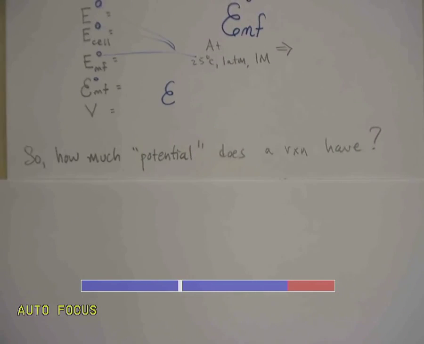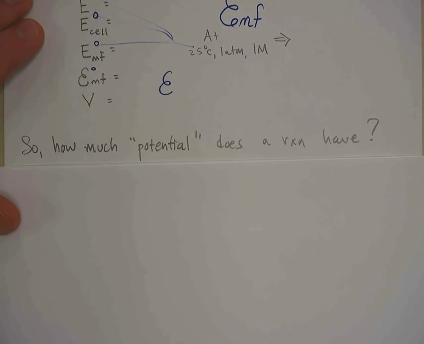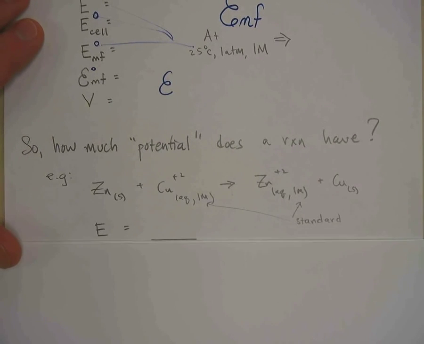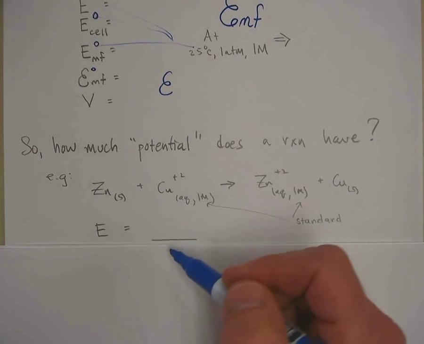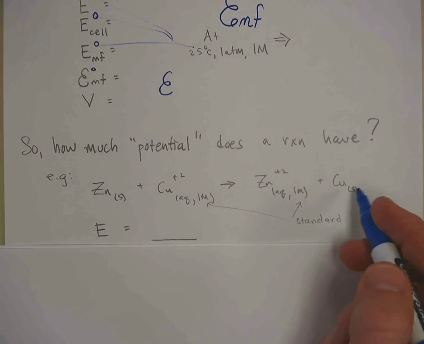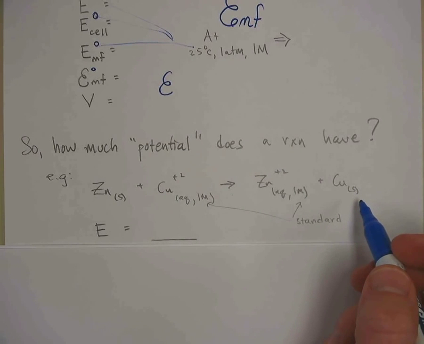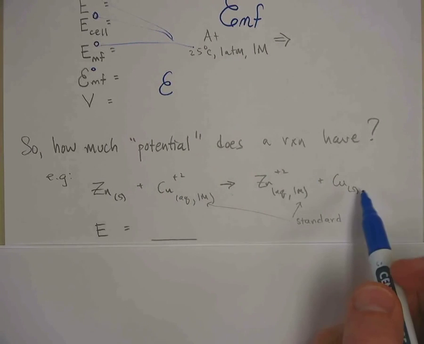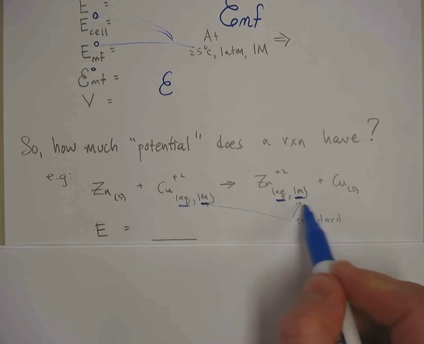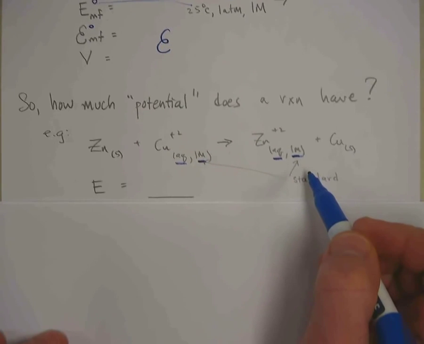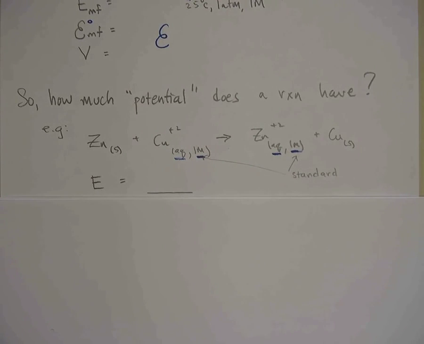So how much potential does a particular reaction have? For example, in the last video we talked about this reaction, zinc and copper. We took a zinc chunk and threw it into some copper nitrate solution. We got the zinc to oxidize and the copper ions to be reduced to copper. Notice I put aqueous and 1 molar. Why do you think I put 1 molar down there? Because it's a standard condition, right? 1 atmosphere, 1 molar solution, 25 degrees Celsius, all of those things.